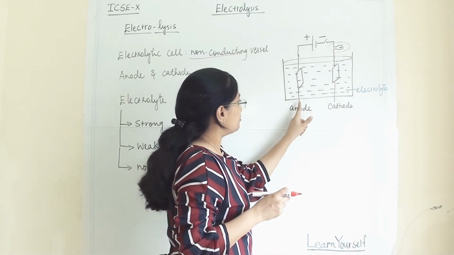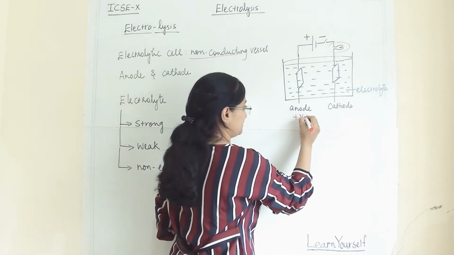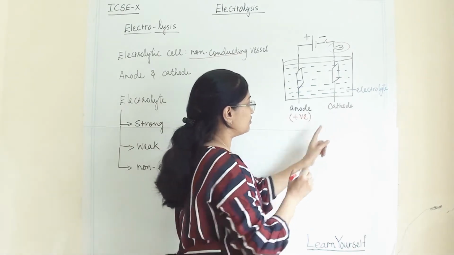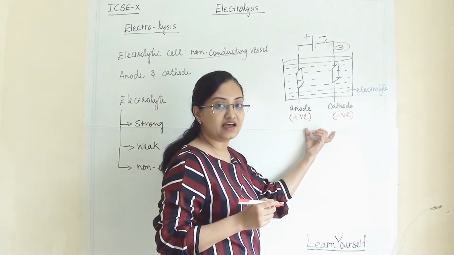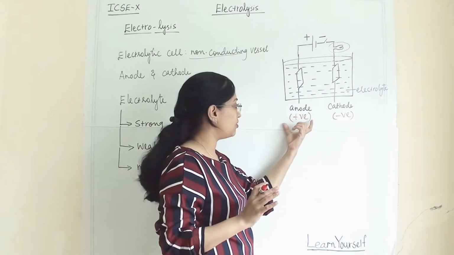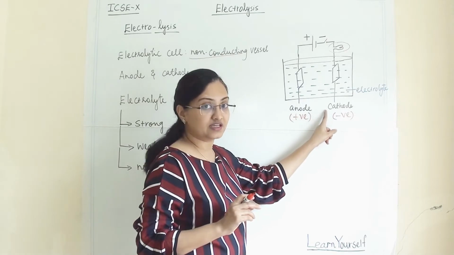Now this electrode is the anode. Anode is the positive electrode and this electrode is the cathode. Cathode is the negative electrode. You have to remember that in any electrolytic cell, the positive electrode is always the anode and the negative electrode is always the cathode.